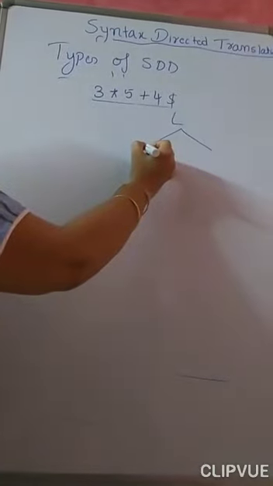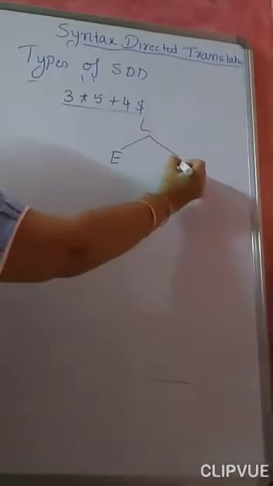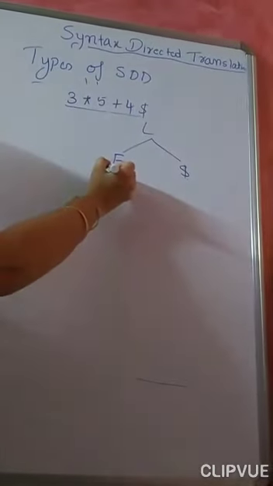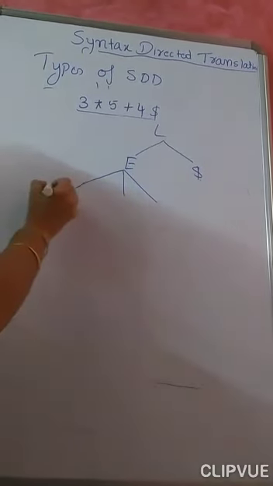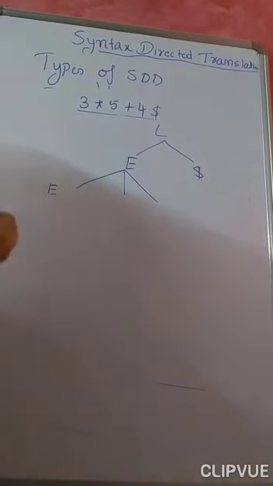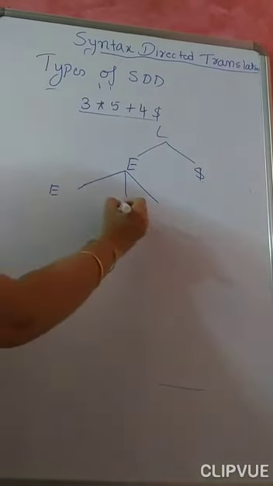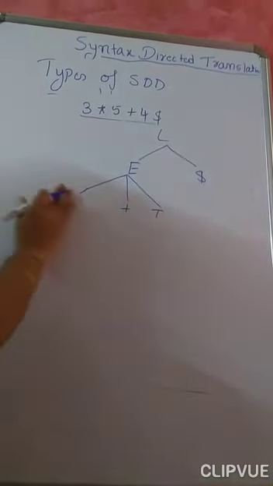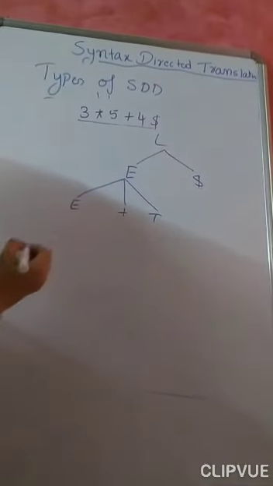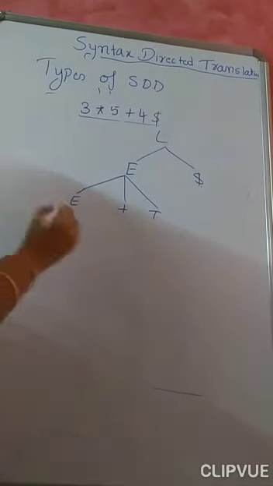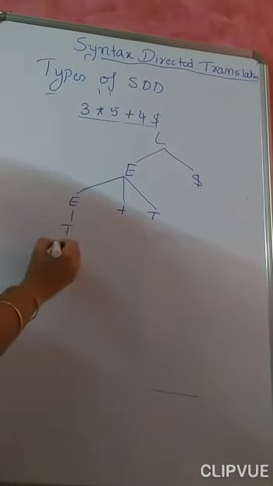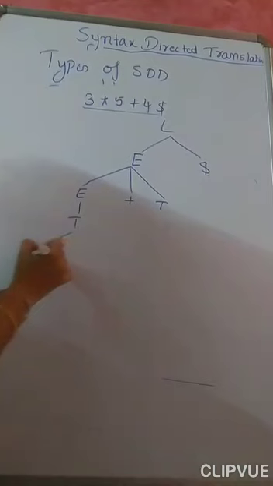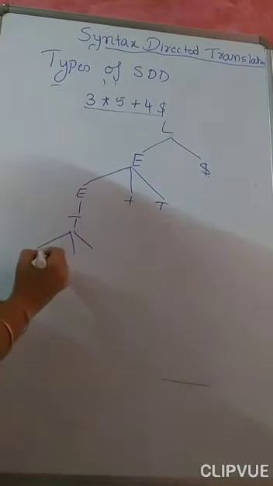L determine E dollar. Then E determine E plus T. Then this E determine T. Then T determine T star F.